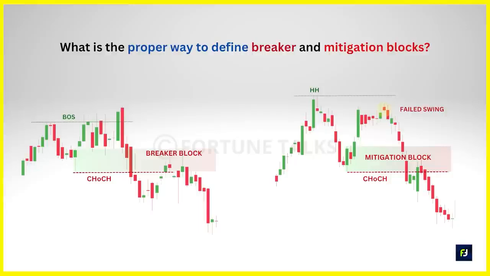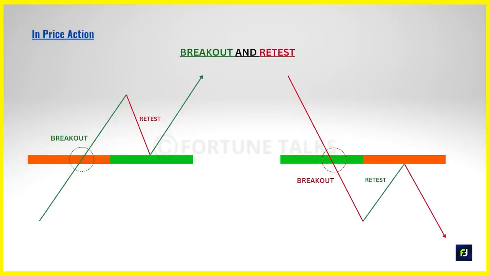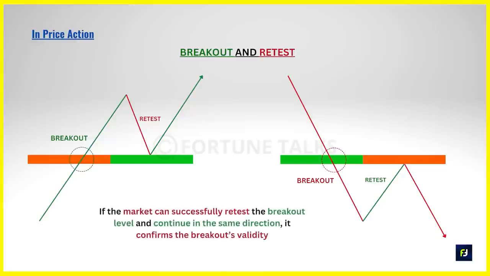This idea is simple to grasp if you associate it with basic price action. In the smart money trading concept, it is called a breaker block and a mitigation block. And in the price action concept, it is called a breakout and retest. The idea behind a breakout and retest, or breaker block or mitigation block, is that if the market can successfully retest the breakout level and continue in the same direction of the breakout, it confirms the breakout's validity and suggests that the market will likely continue moving in the direction of the breakout.